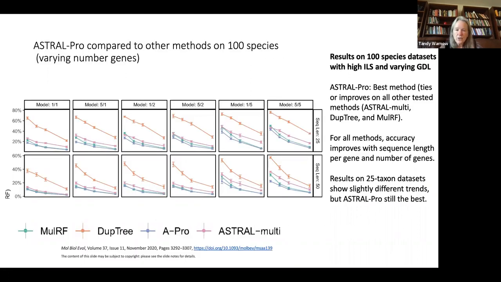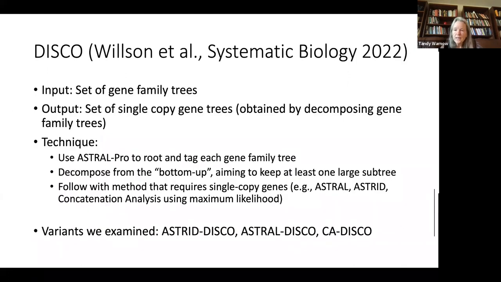Okay, so ASTRAL-Pro is a breakthrough, and it is now very much in use. It's not the only method that I want you to know about. If any of you are working with species tree estimation dealing with gene duplication and loss, here's another technique. What it does is it takes the gene family trees, and these are, of course, multi-copy gene trees, and then it splits each gene family tree into a bunch of single-copy gene trees. The way that it does that, in fact, is it uses ASTRAL-Pro to root and tag each gene family tree. And then it goes from the bottom up and pulls out single-copy trees as it's going up, trying to keep a very large tree at the end.